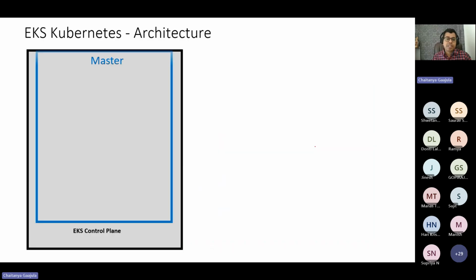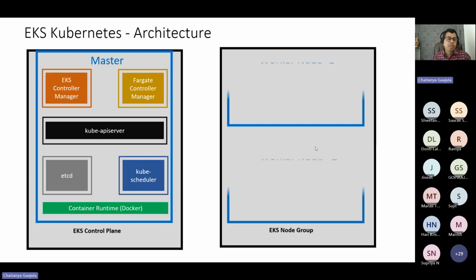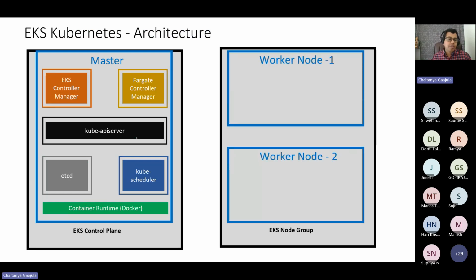Now, how does it work? For example, the control plane, this is what we're talking about. It is managed by AWS. That will have the API server, etcd, all these. And this will be running at least 3 copies, 3 masters, in at least 3 zones.